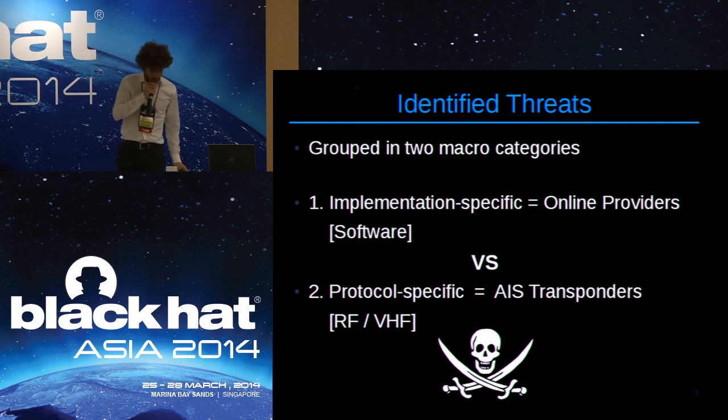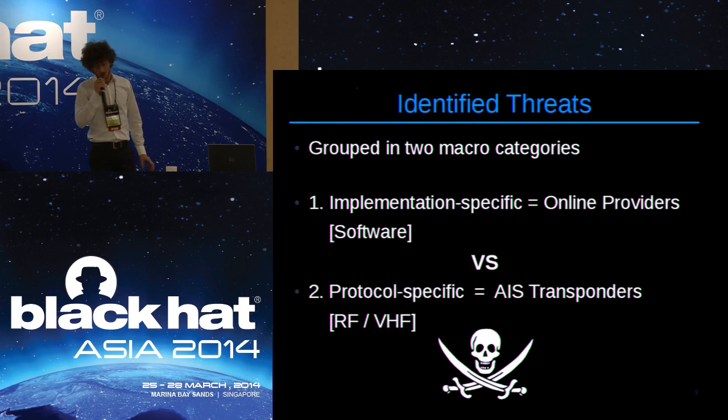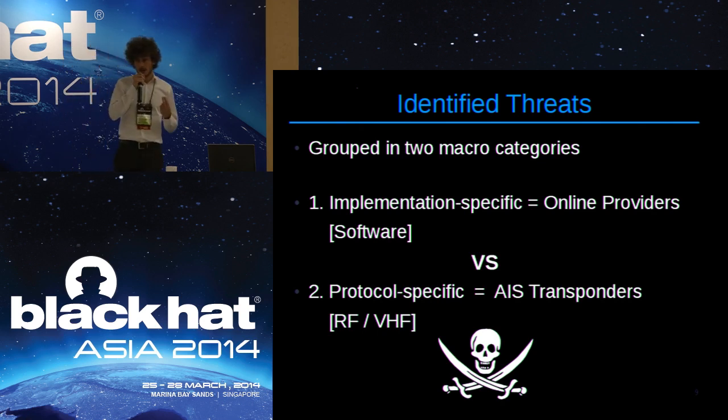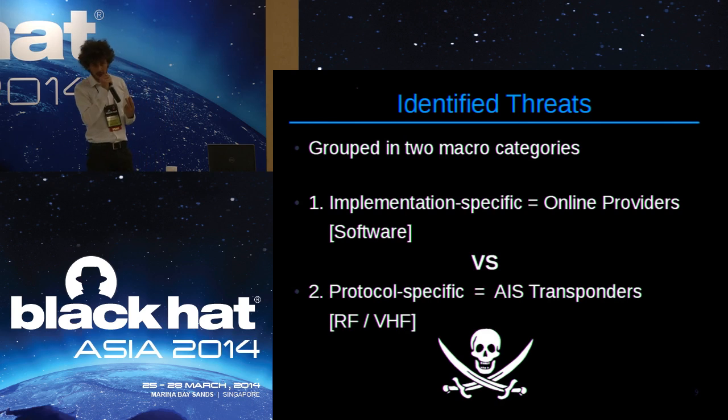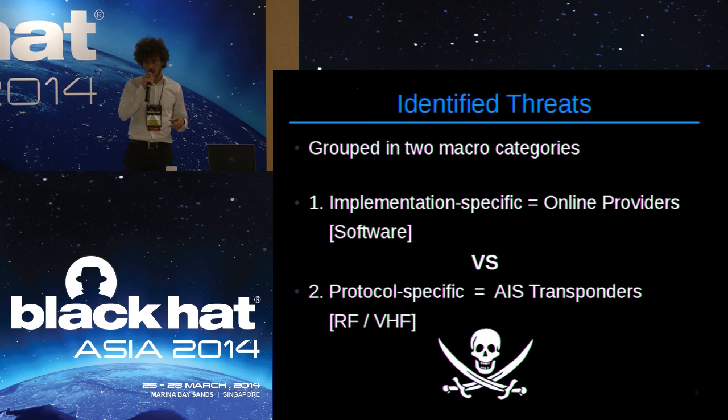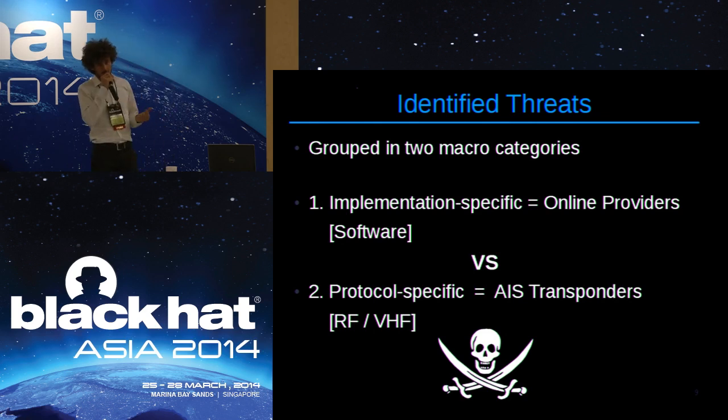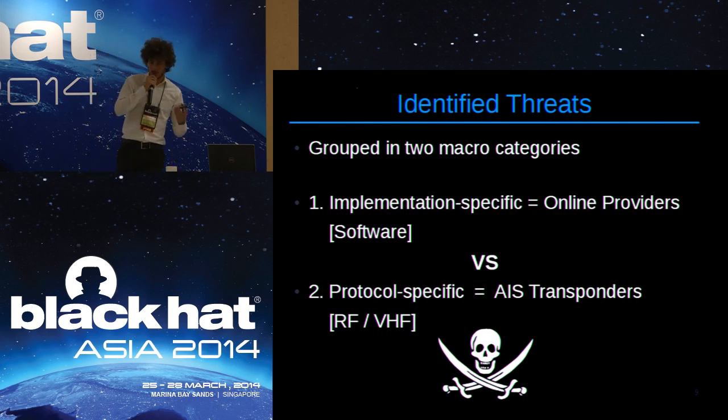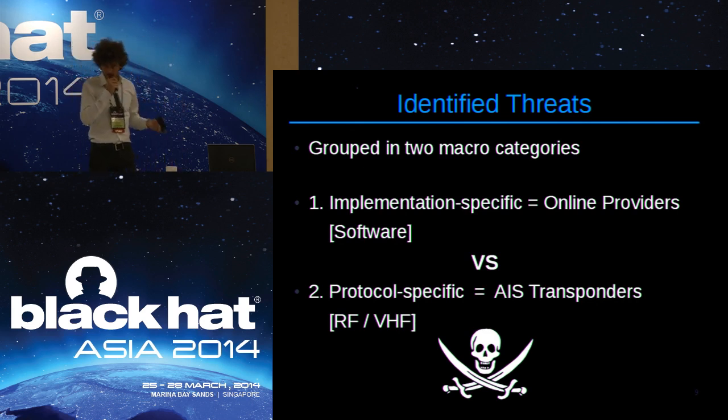The second category of threats is protocol specific, which means that there is a problem in the specification of the AIS protocol. And since there is a problem there, all the AIS transponders deployed globally, which are more than 400,000, have problems. And these problems are not easy to fix, because fixing a problem in a transponder would mean updating its firmware. And it's not easy when you have a transponder installed on a ship without internet connectivity. It's not like updating the firmware of my iPhone, right? That I can download from the internet, done.